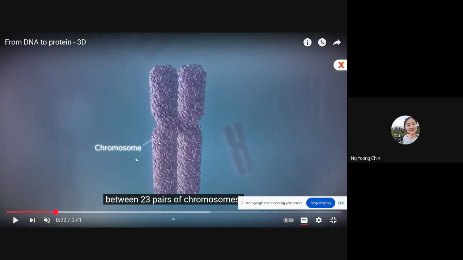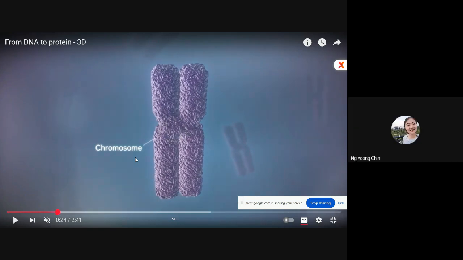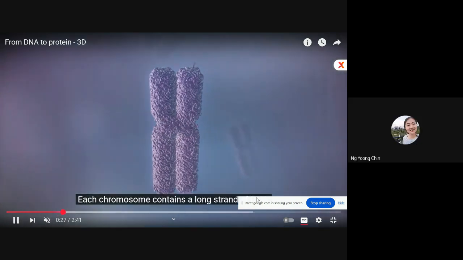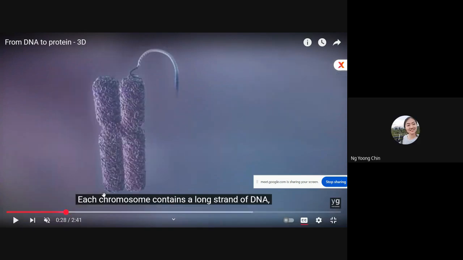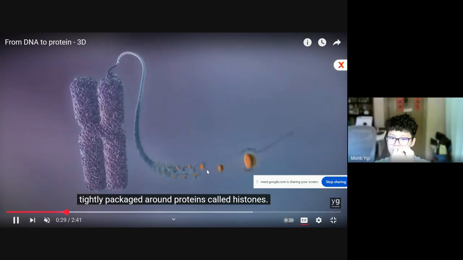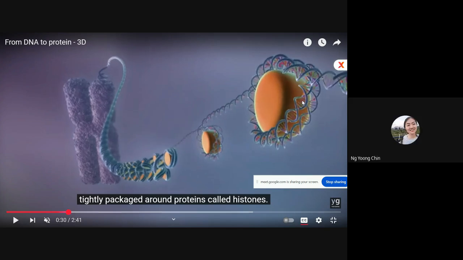It's a butterfly-like shape, right? Actually, in this chromosome, you can see a lot of thread coiled around it, right? So this thread is actually made from the DNA. You can see that each chromosome contains a long strand of DNA, just like this. This is DNA, double stranded.